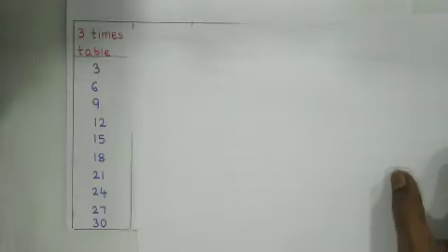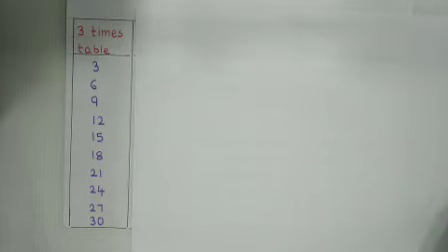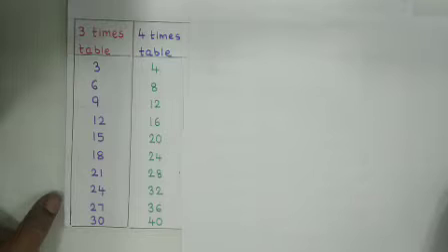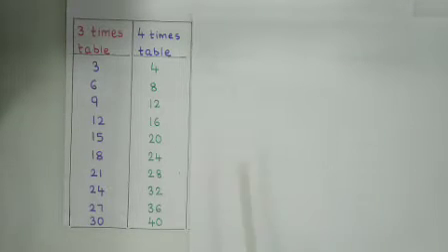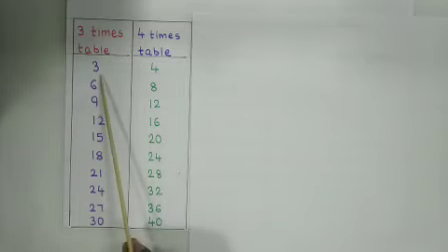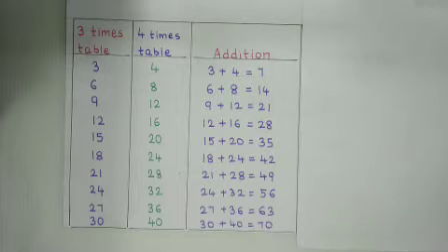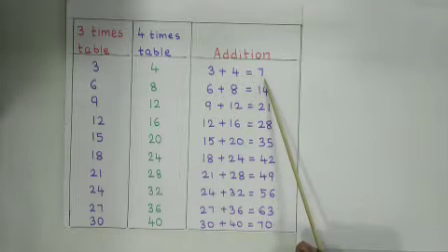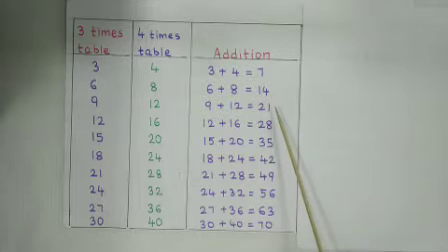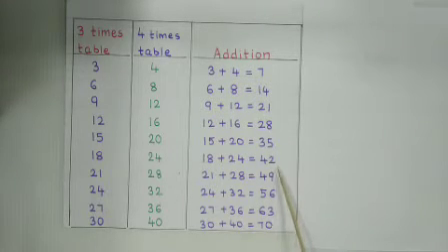Let us see here. This is 3 table. This is 4 table. The answer of 3 tables, the answer of 4 tables, if you add them, you'll get this as the answers. 7, 14, 21, 28, 35, 42, 49, 56, 63, 70.